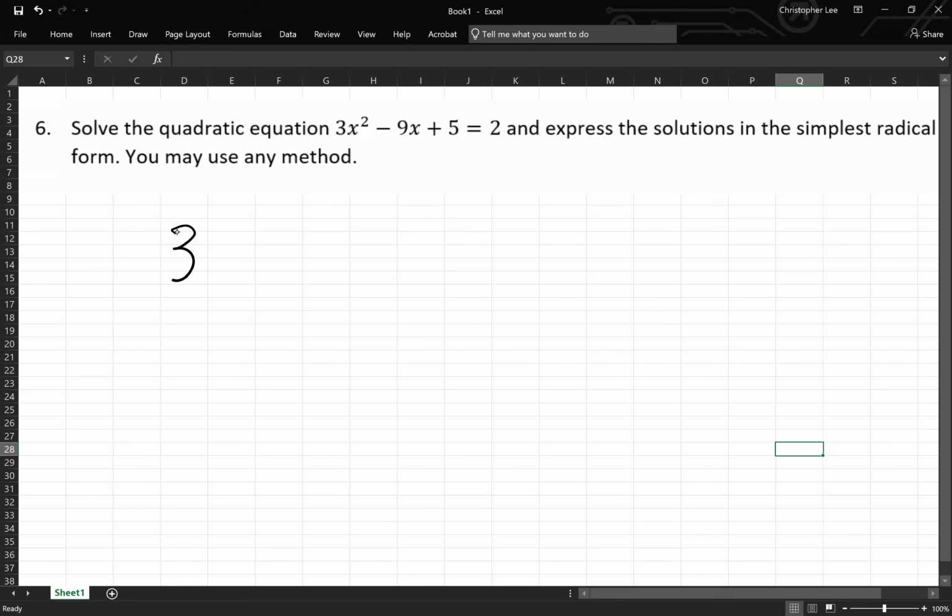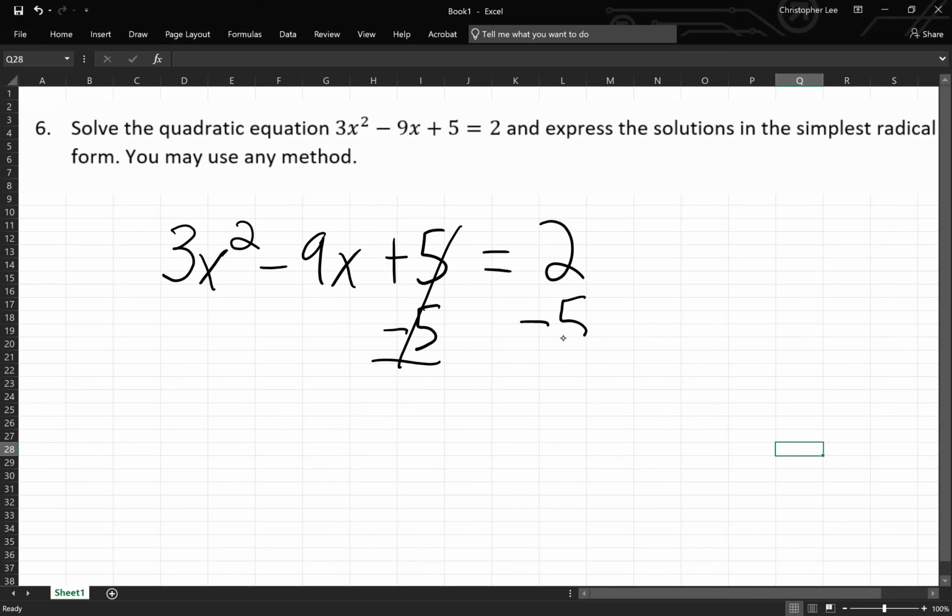Anyway, I have 3x squared minus 9x plus 5 is equal to 2, right? And we're going to be completing the square here. So you want to separate your variables from your constant terms. So my first step is going to be to subtract 5. But what I do to one side of the equation, I have to do to the other side. So now we have 3x squared minus 9x is equal to -3.